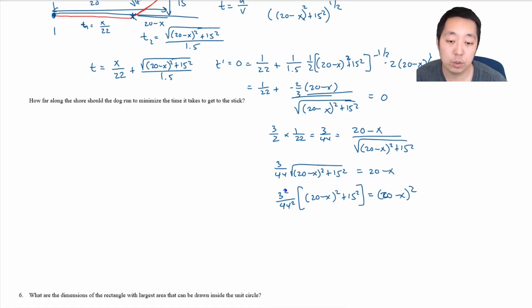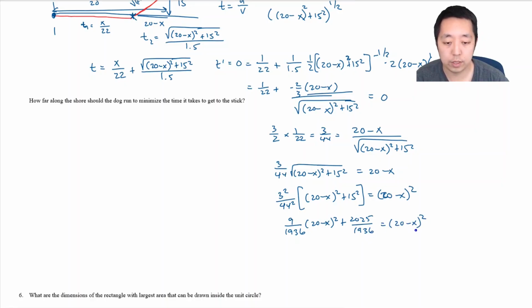So I can group the (20 minus x) squareds together, right? Because let's just do 44 squared. This is 1936. This is 9 over 1936. I'm going to distribute this here. (20 minus x) squared plus 15 squared times 9 over 1936. 15 squared times 9 is 2025 over 1936 is equal to (20 minus x) squared.